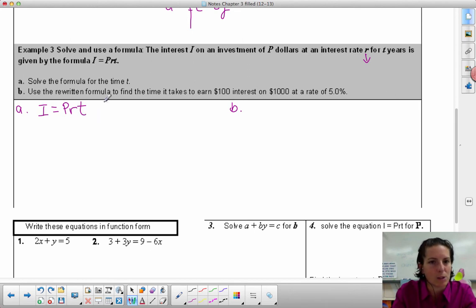We don't have any adds or subtracts, so we're just going to use division, right? Those are all multiplies, so we'll use division. We need to divide by P. Whatever I do on the left, I also have to do on the right, because P over P would give me 1. I also have to divide by R, because R over R would give me 1. So I over PR is equal to 1T. So interest divided by the principal times the rate is equal to the time.